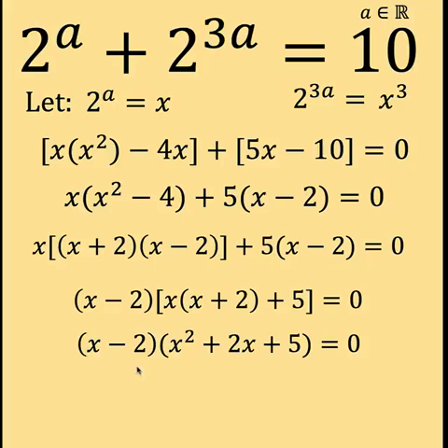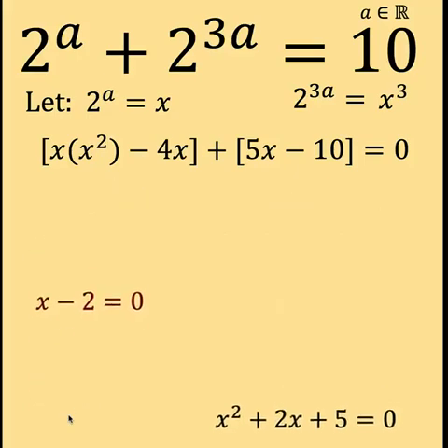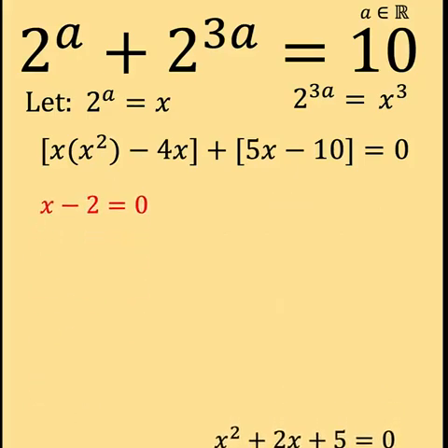And we now have these factors whose product is 0, which implies that x minus 2 could be 0, or x squared plus 2x plus 5 is also 0. In order to get a product of 0, at least one of the factors must be 0. Now, let's solve first the first case. x minus 2 equals 0. Adding 2 to both sides of this equation, we arrive at x equals 2.